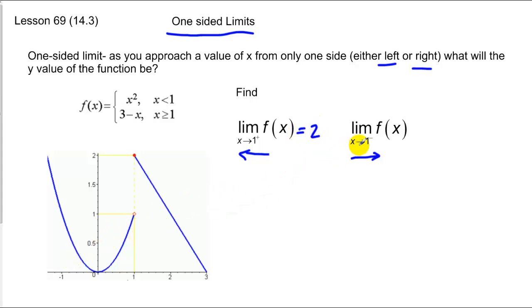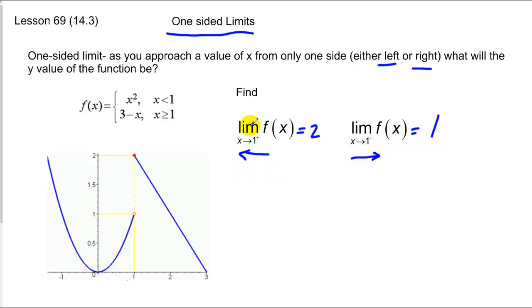Now, as we approach 1 from the negative side, again, we're getting closer and closer to an x value of 1, and our y value is getting closer and closer to a y value of 1. So you'll see in this case that as we approach from the left, we get a limit of 2, and as we approach from the right, we get a limit of 1.